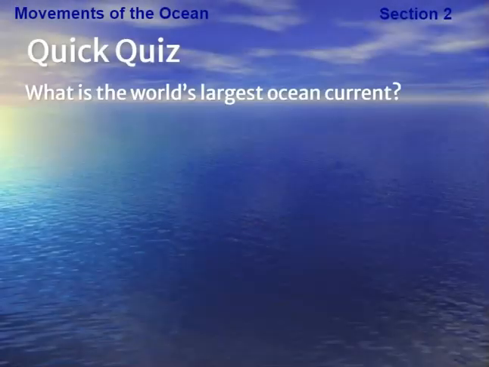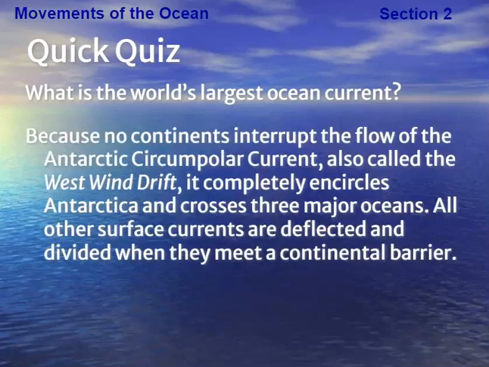So what's the world's largest ocean current? The one that runs all the way around the globe, no interruptions? That's the west wind drift, or the Antarctic Circumpolar Current. And we're going to see a picture of this here in just a bit.